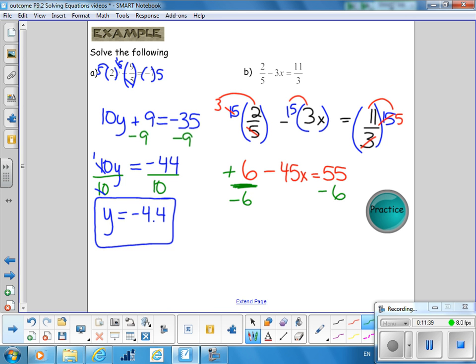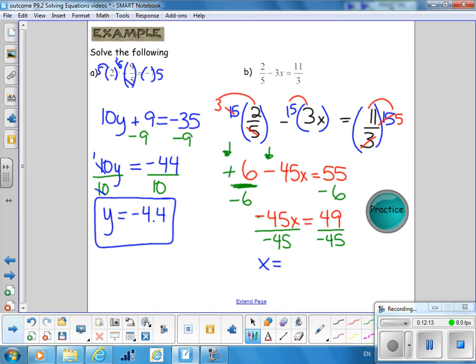All right, we are not adding 6. This negative sign confuses people. You want to look at the sign to the left of the number that we are going to move. So now, 6 subtract 6 is 0. So we are left with negative 45x equals 49. 55 minus 6 is 49. We have a negative 45 times x. Inverse of multiplication is division. So we're going to divide both sides by negative 45.